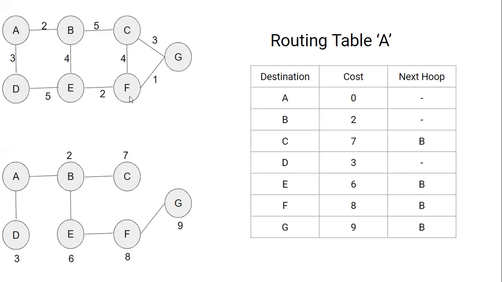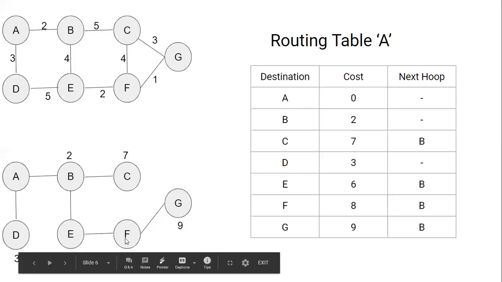So which is the least one? 8 is the least one or 11 is the least one among these two? So 8 is the least one. So we need to travel from A to B, B to E and E to F. So this is the way we are going to travel here, and I am writing the value as 8 here.